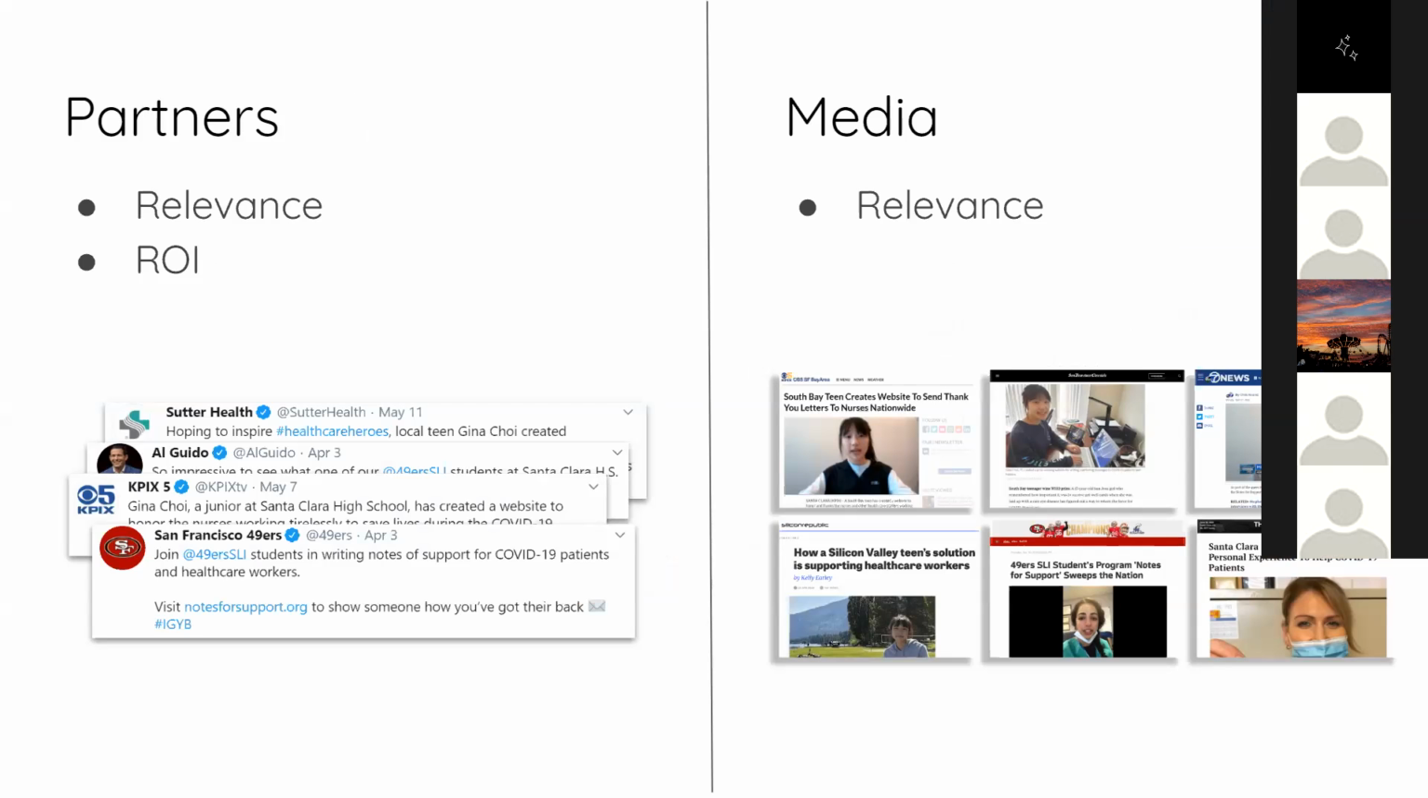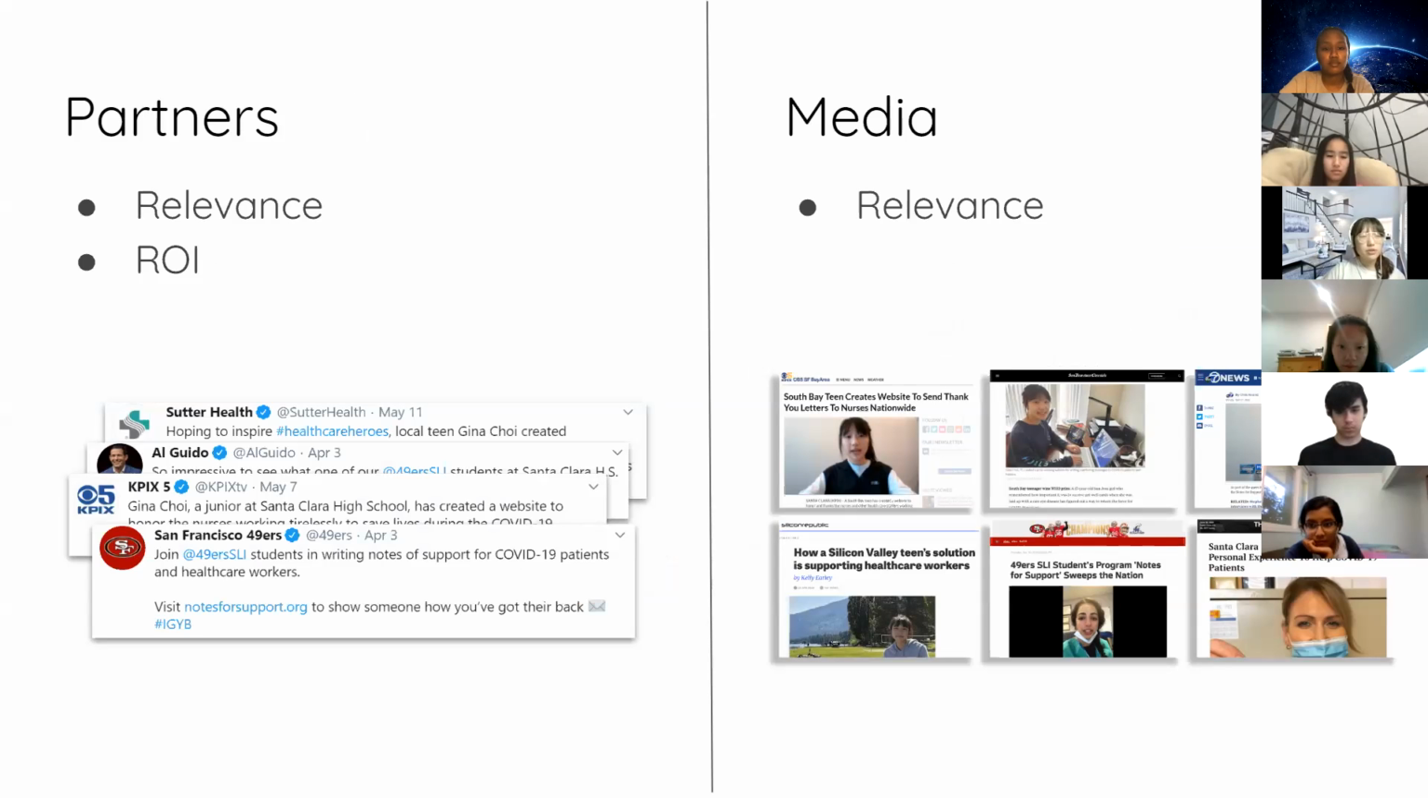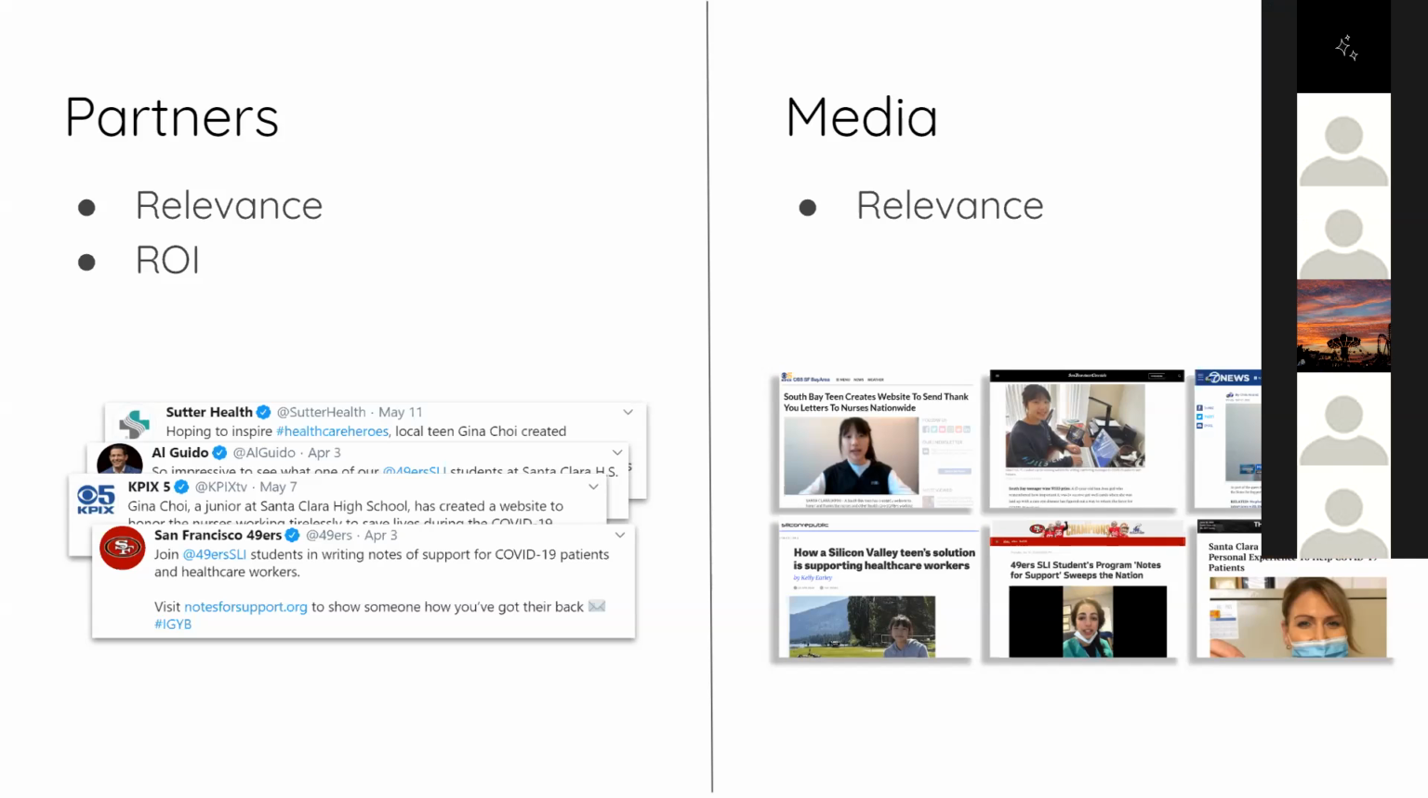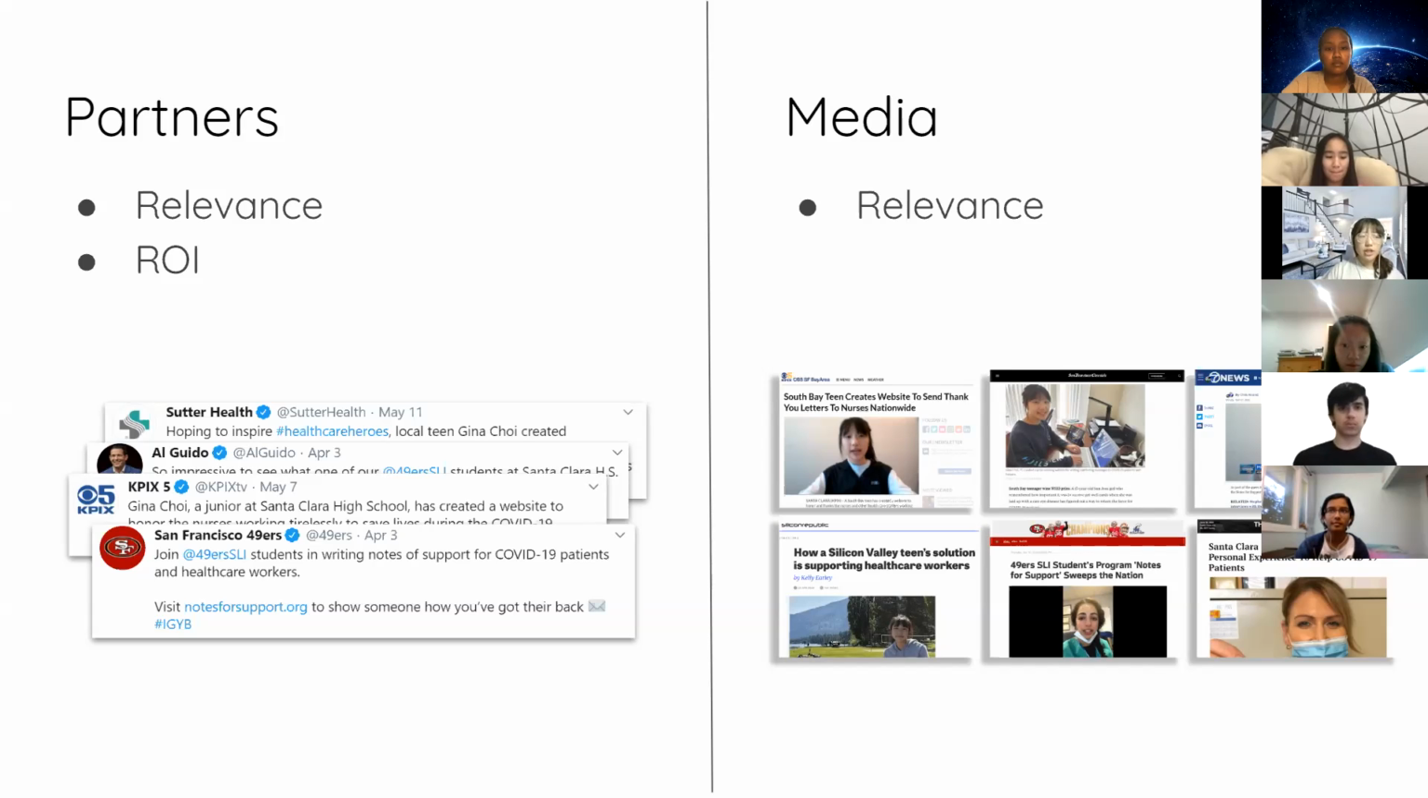For media, relevance is probably the most important, but it's different from relevance for a brand. For them, relevance is, why should our viewers care? Why should they be interested? And it's a huge bonus if it's relevant in terms of current events or trends. So you should always try to keep up with the news and continuously be thinking of ways that you could create something, a product, an organization, a startup, that will help alleviate some issues that are going on.